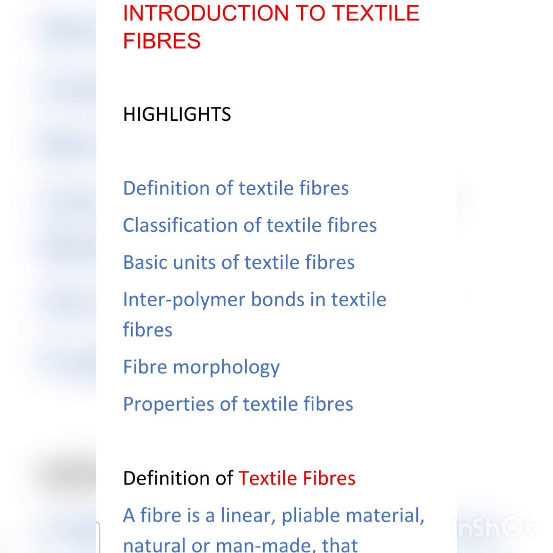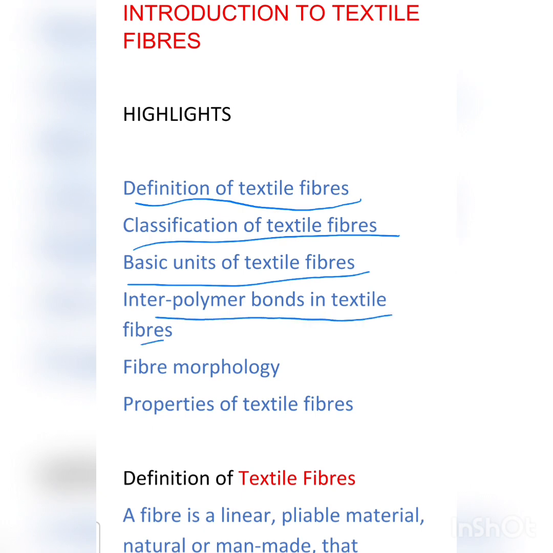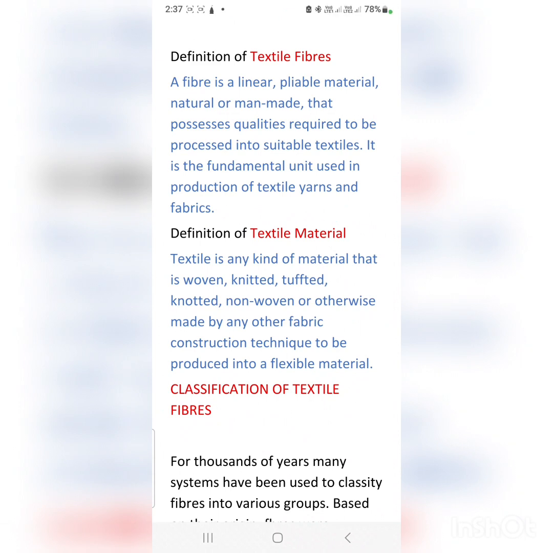In this chapter, we will study the definition of textile fibers, classification of textile fibers, and the basic unit of textile fibers. Then interpolymer bonds in textile fibers, fiber morphology, and then secondary and primary properties of textile fibers. So first we will read the definition of textile fibers. What is a textile fiber? That is a basic concept which we need to understand.